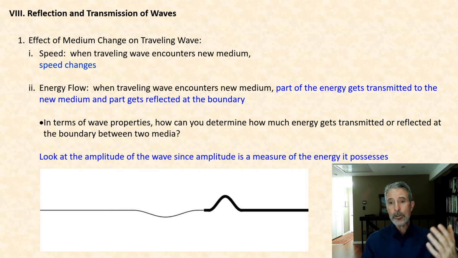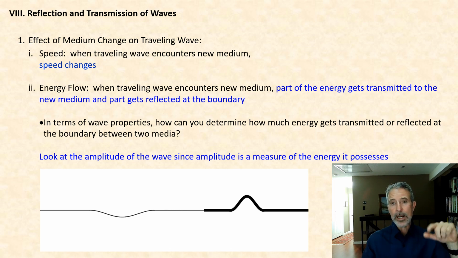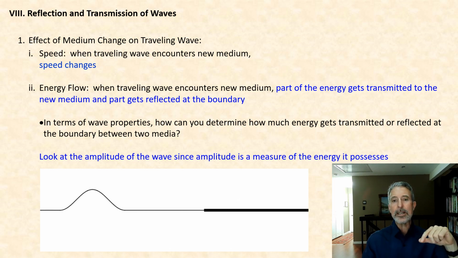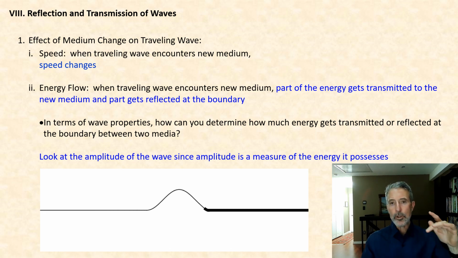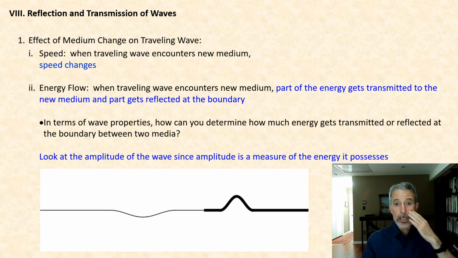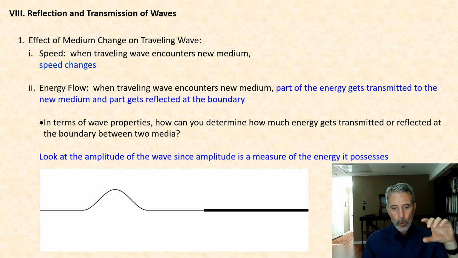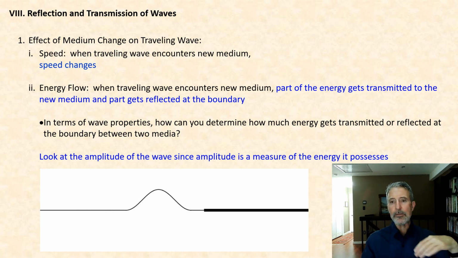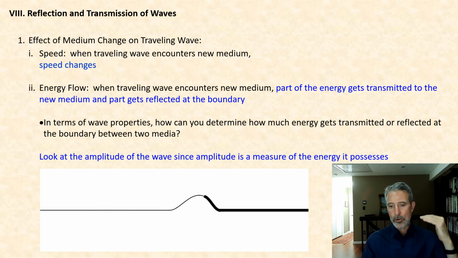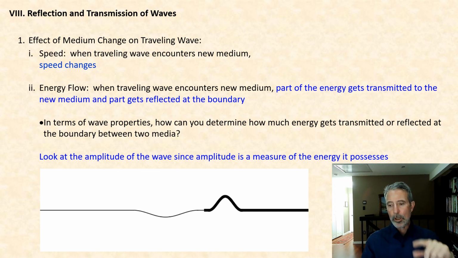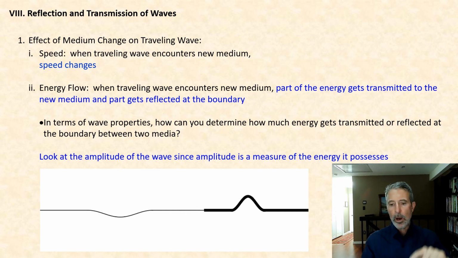You can see in this simulation that the transmitted wave has a smaller amplitude than the incident wave. Of course, the law of conservation of energy dictates that since energy is neither created nor destroyed, the total energy of that incident wave must be exactly equal to the sum total of the energy of the transmitted wave plus the reflected wave at the boundary.